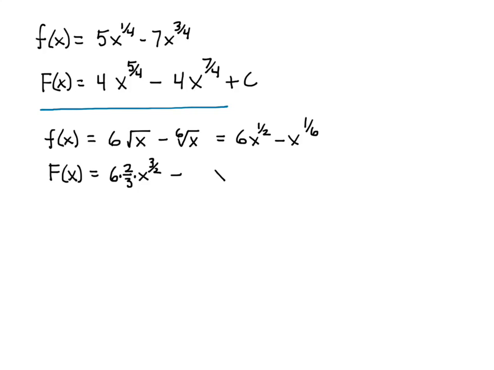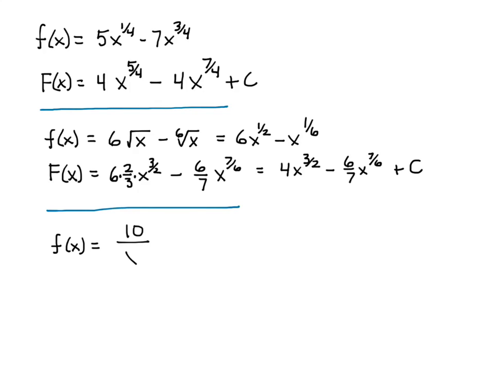And then we'll look at the next one. We say, all right, x to the 1/6 has a new exponent of 7/6. The new exponent will be 7/6, and so we know that coefficient will have to be 6/7 in order to get a 1. And so then we'll simplify this out, and we get our antiderivative like that. Okay?